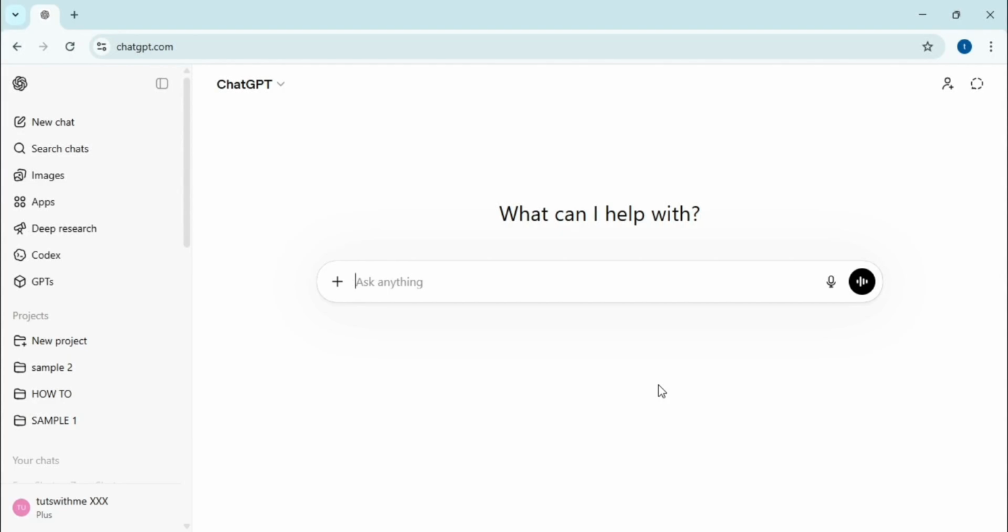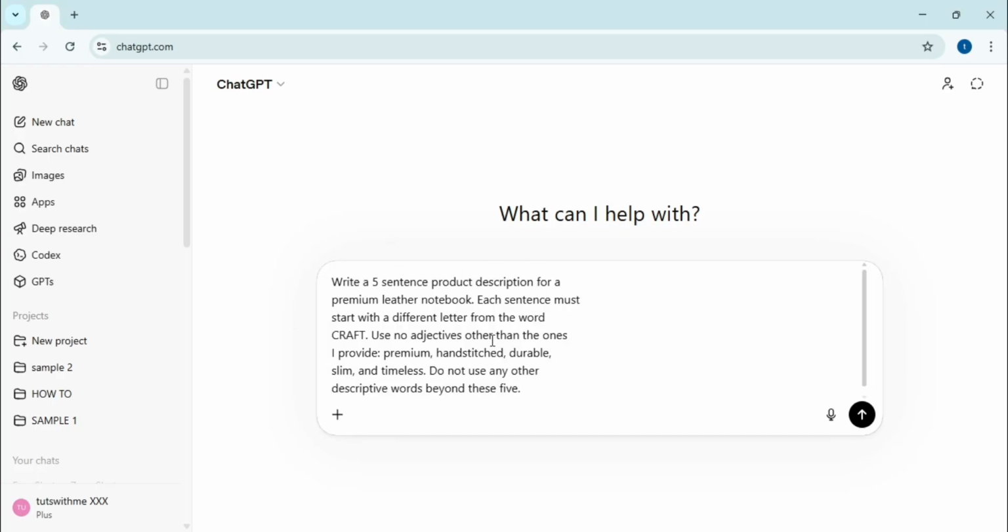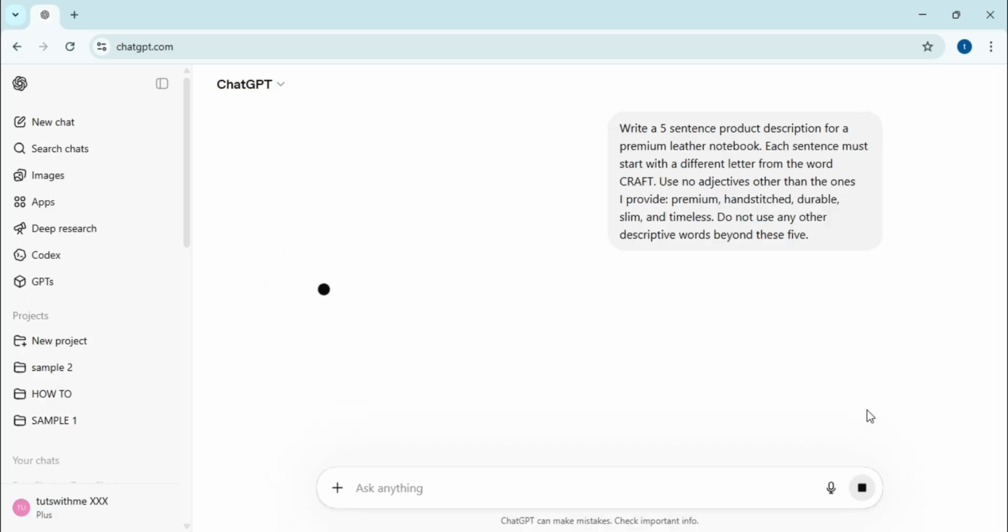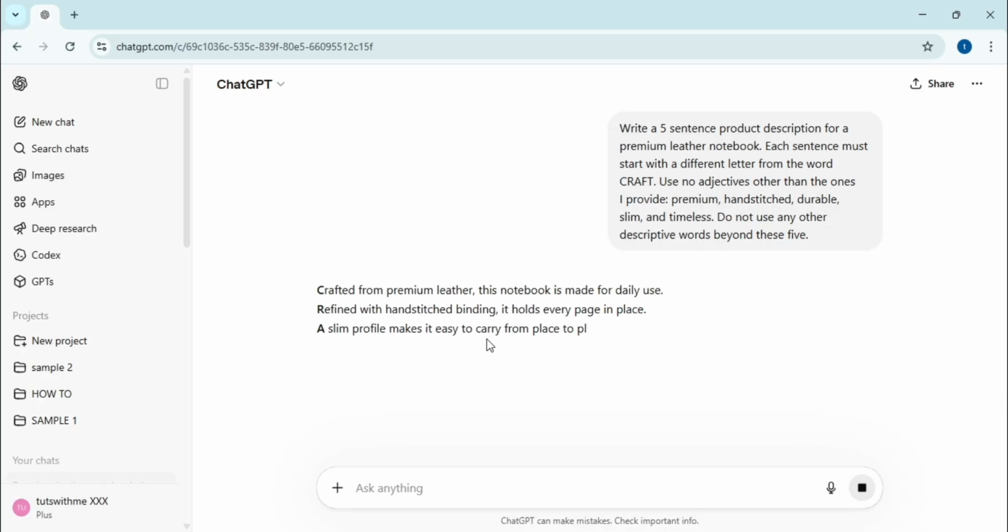In this video, I will show you how to audit and improve ChatGPT responses by using precise constraints. Let's get started. I start by entering a highly specific prompt for a leather notebook description, requiring each sentence to begin with a letter from the word craft, while strictly limiting the allowed adjectives.